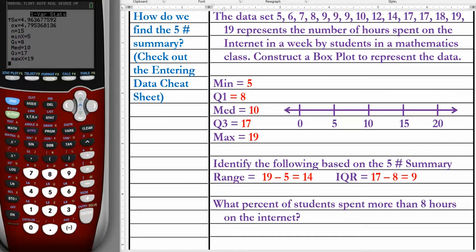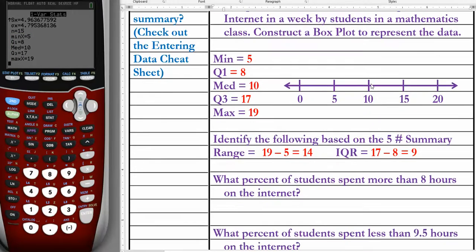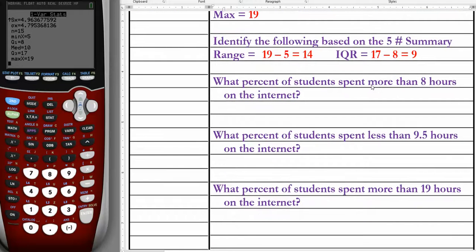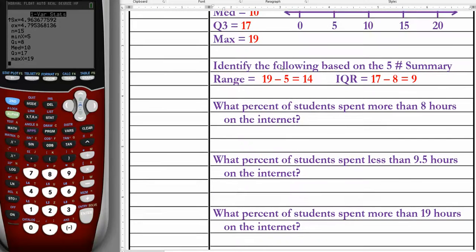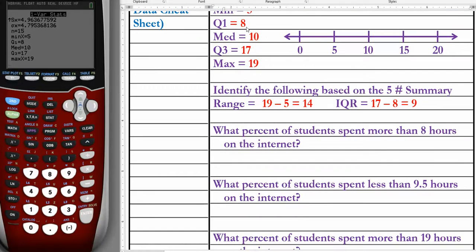Okay, so I'm going to erase some stuff and move down a little bit. And now you're going to answer some questions about the data. The first one is, what percent of students spent more than 8 hours on the internet? Well, let's think about this. The 8 was at the Q1, which is 25%. So it wants to know more than 8 hours. Well, that would be the other 75% of our data, because we have 3 regions above the 8. We've got the region between Q1 and the median, Q3, and Q3 to the max. So that one would be 75%.